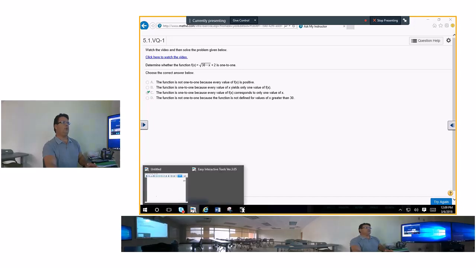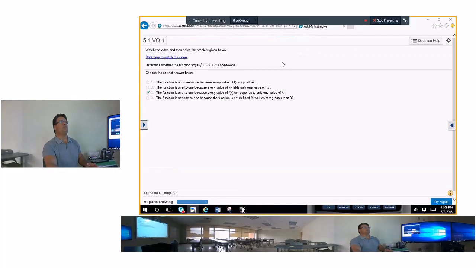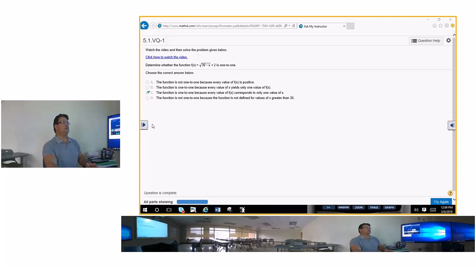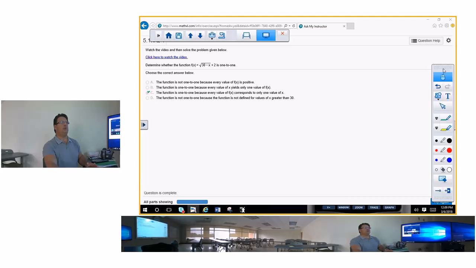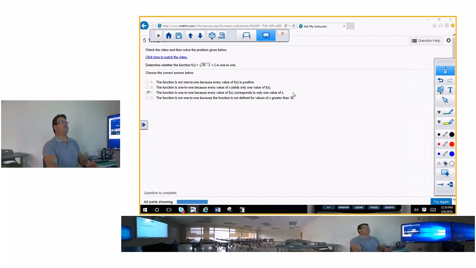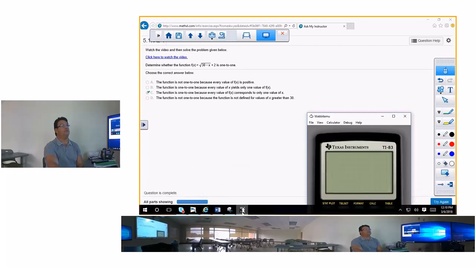Let me turn on my whiteboard and the calculator. I'm going to need both. So first thing I want to do is graph it. I want to see what it looks like. You can do it by hand, or you can use your handy dandy calculator.